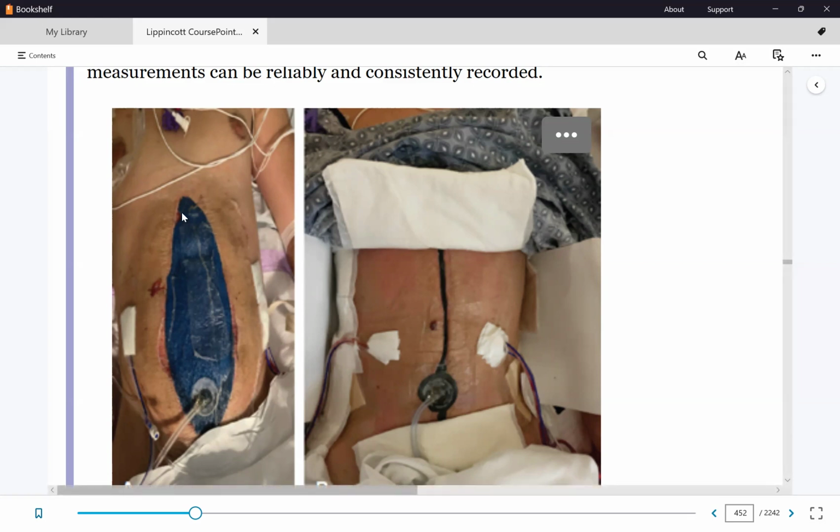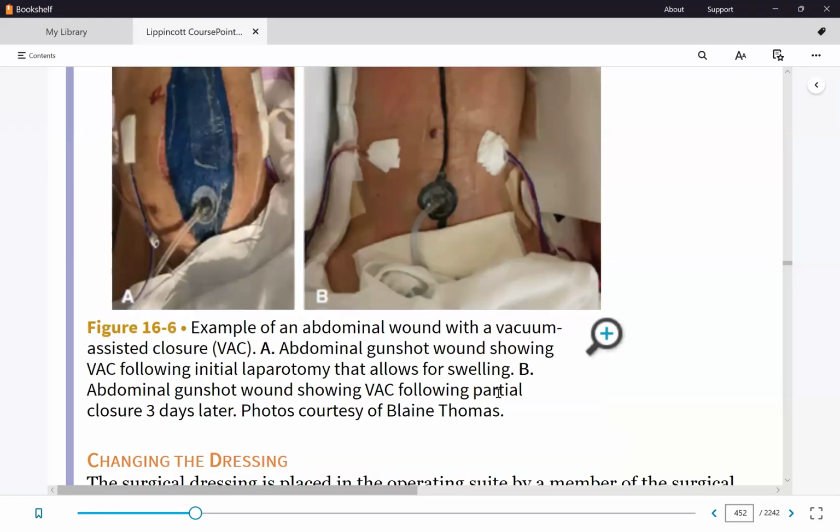See, look at the wound now. This was the start. A few months later, it's now this big. Okay, so it closes pretty fast. It saves you time, saves money.